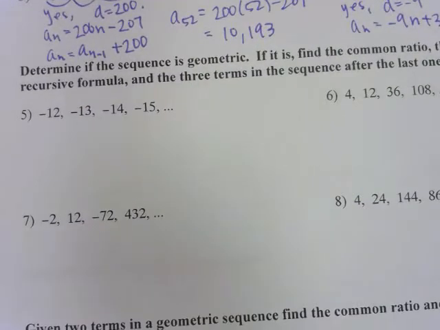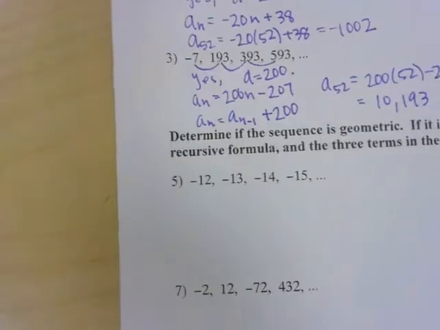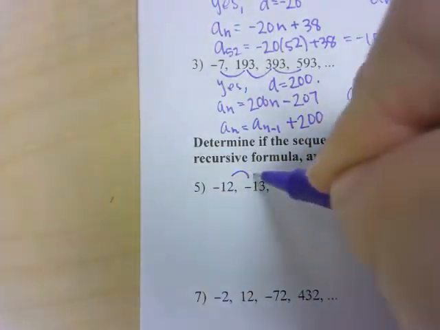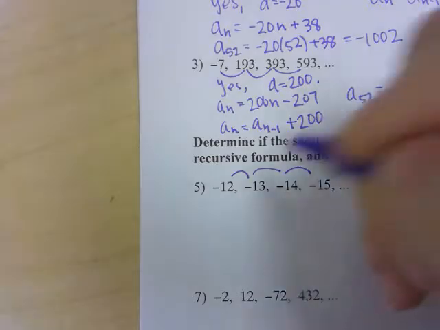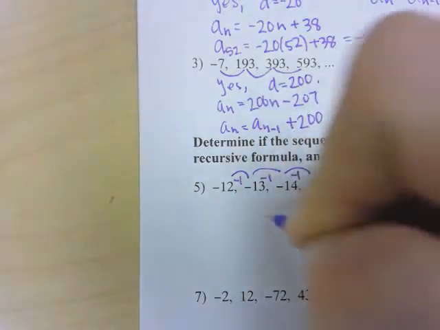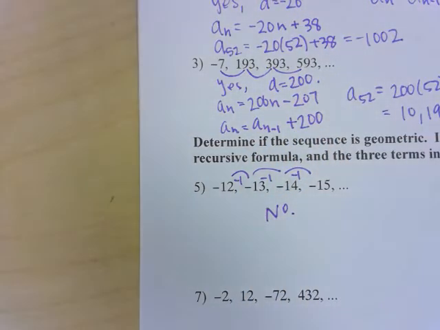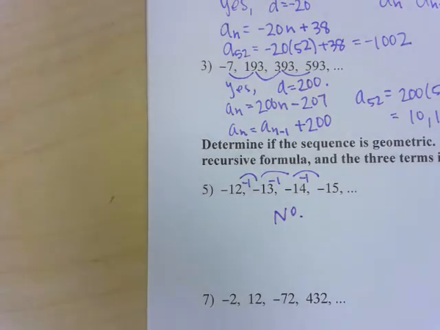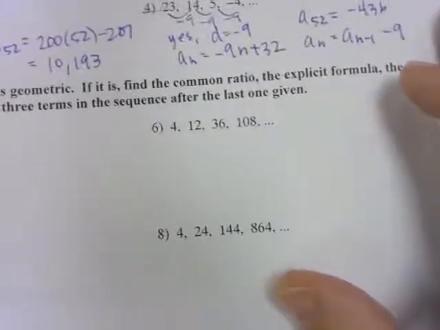The next section asks you to determine if the sequence is geometric. If it's geometric, it's going to have a common multiplier or a common ratio. So we need to find the common ratio, the explicit formula, the recursive formula, and the three terms of this sequence after the last one given. For this one right here, I'm not multiplying by anything to get the next term, I'm just subtracting. So this is not geometric. This would be arithmetic, and we could do all of the things that we would have to do with the arithmetic ones, but we weren't asked to, so we're not going to.